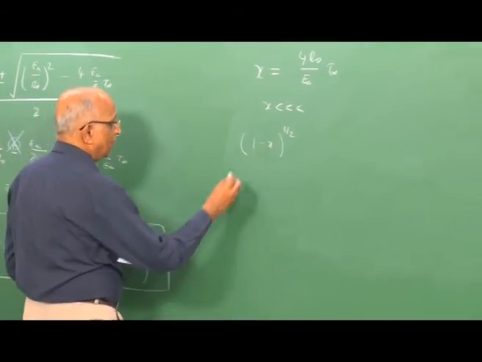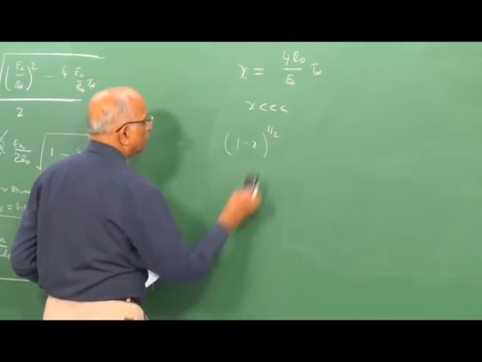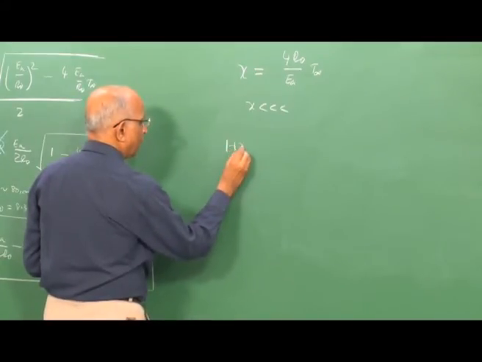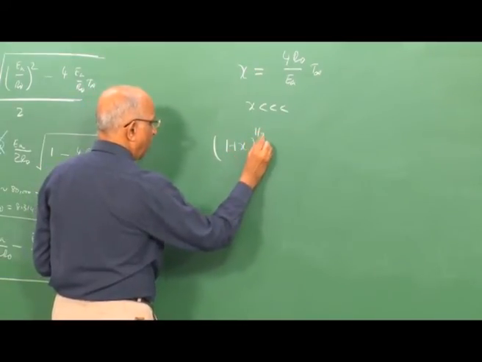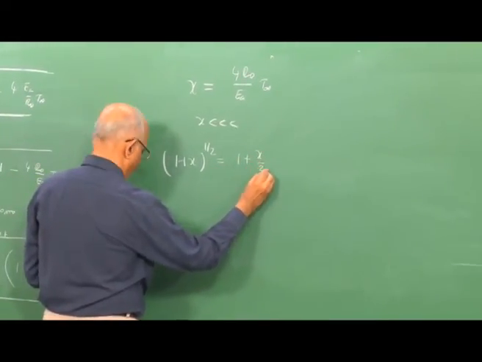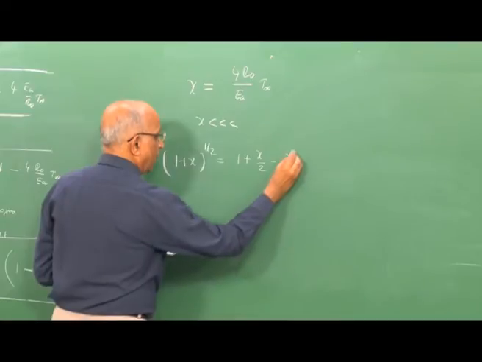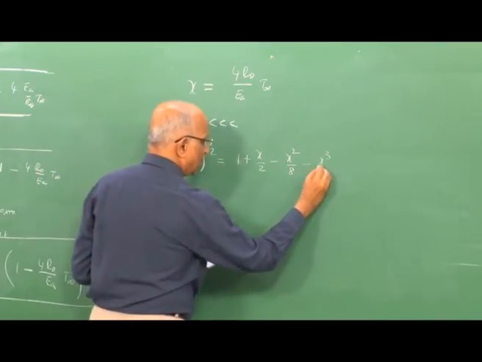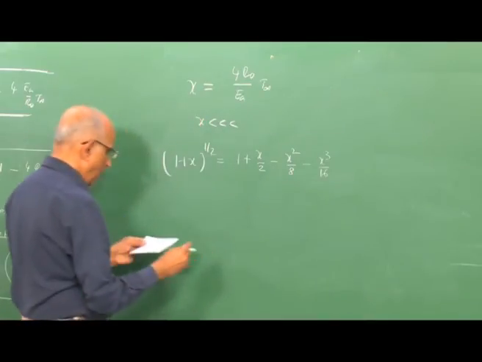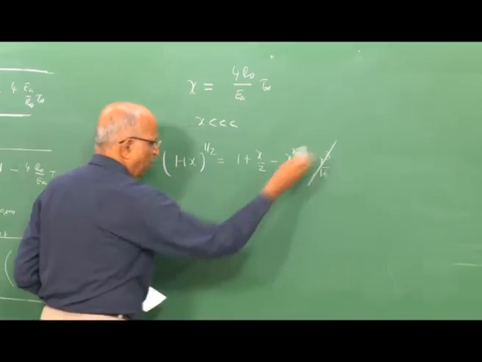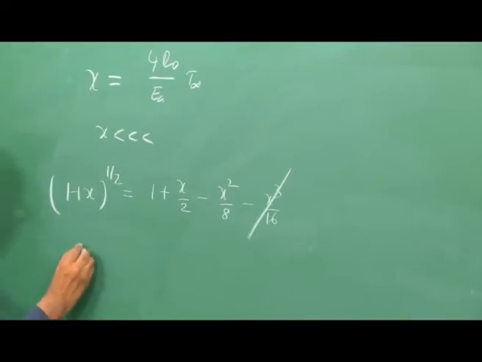I can write the value of, for x being small, (1 + x)^(1/2) as equal to 1 + x/2 - x²/8 - x³/16. Or rather, I am interested in x small, therefore I can as well forget about the higher order terms and I can get the value of (1 - x)^(1/2).